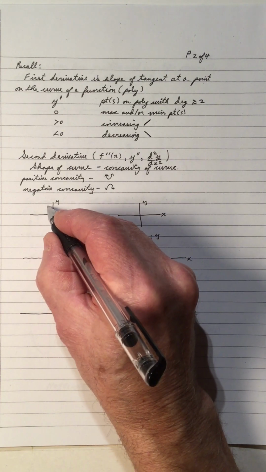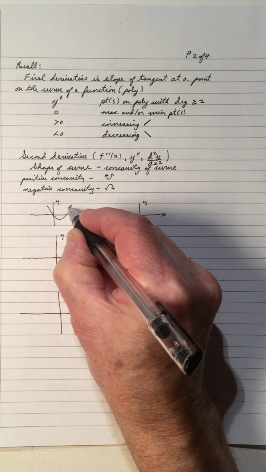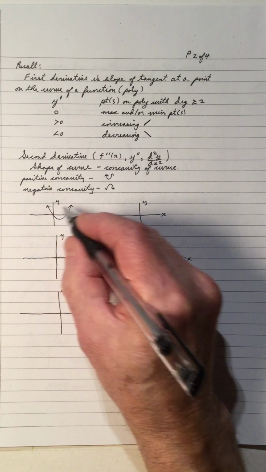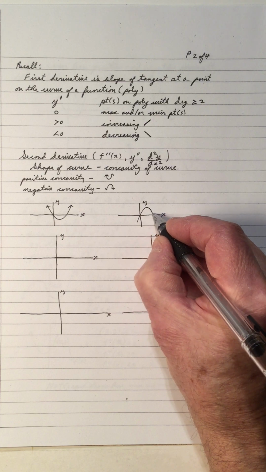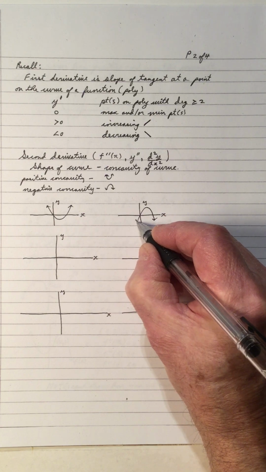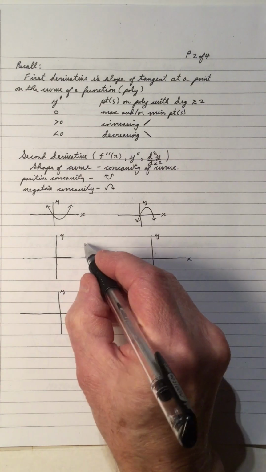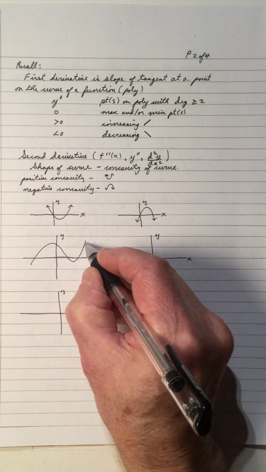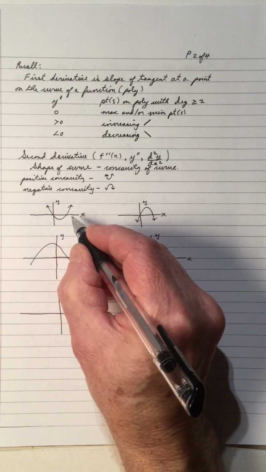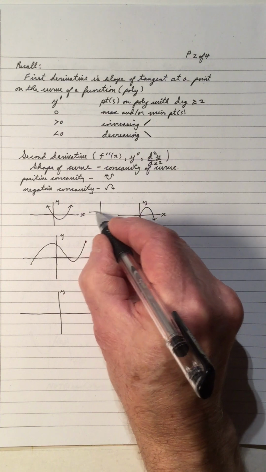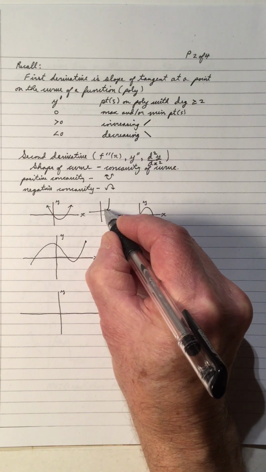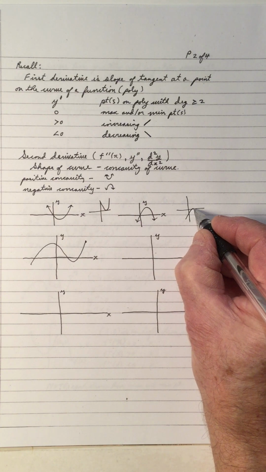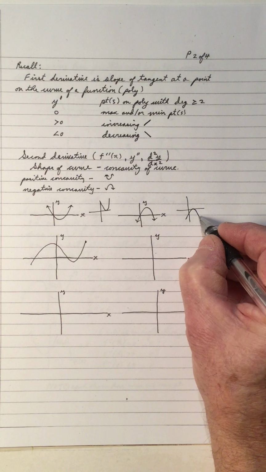So if we have a parabola, which is like this, a parabola is concave upward. Or we could have a parabola that's concave downward. A parabola has two x-intercepts. It can also have one x-intercept and be concave upward like that. Or it could have one x-intercept, where the vertex is right on the x-axis, and be concave downward.